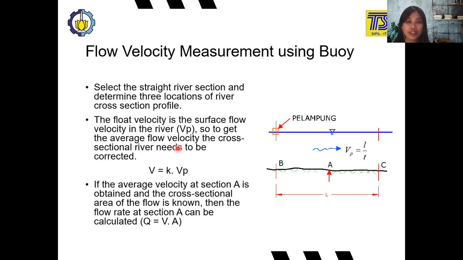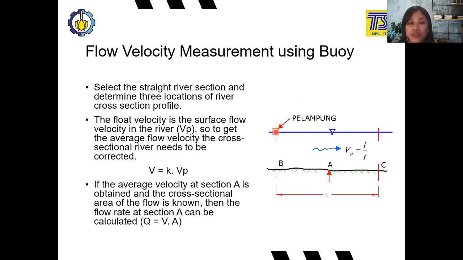When you are using a buoy, you have to select a straight river section and determine three locations of the river cross-section profile. For example, here we have a river, and then here we have the buoy. Buoy is the pelampung. And then we determine the three locations of the river cross-section point. Here we have A, B, and C, the three locations. And then the floating velocity is the surface flow velocity in the river.